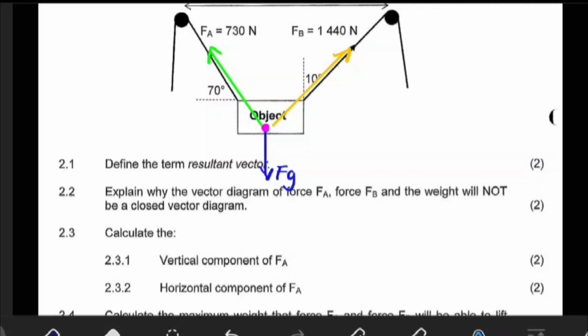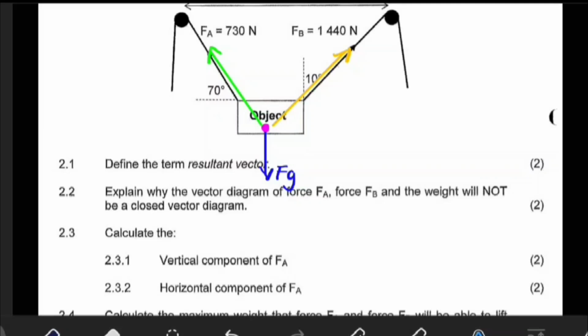2.2 says, explain why the vector diagram of force Fa, force Fb, and the weight will not be a closed vector diagram. Now, in the previous papers, 3 papers that we've covered, we know that a closed vector diagram is when the system is in equilibrium. Now, what does equilibrium mean? It means that the net force acting on the system is 0. So the system is actually stationary.